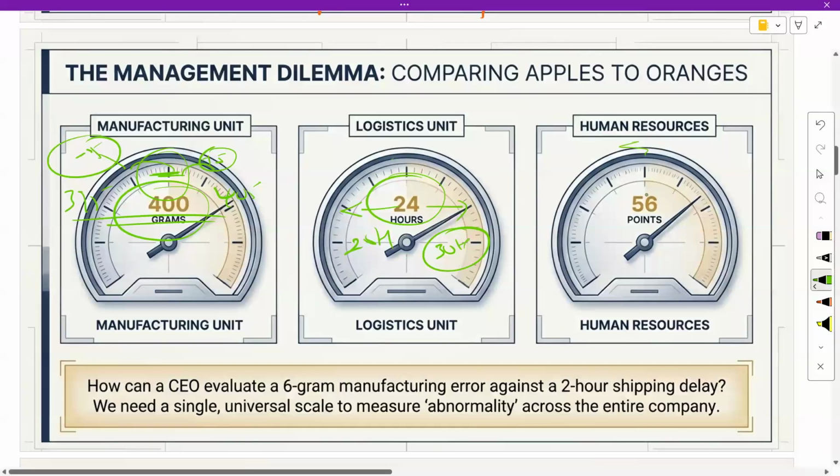And human resources, they can measure employee performance. On average, they may get 56. Some employees may get a score of 70, 75. Some employees may get 40, 35, like that.